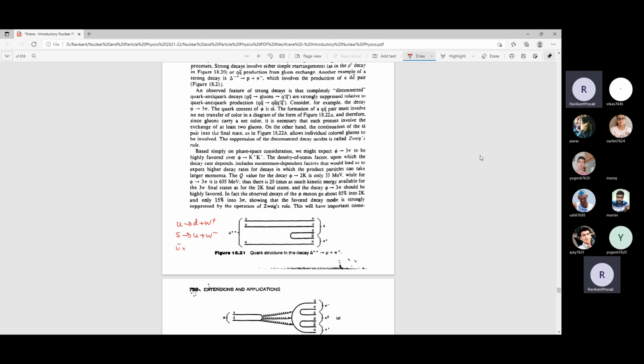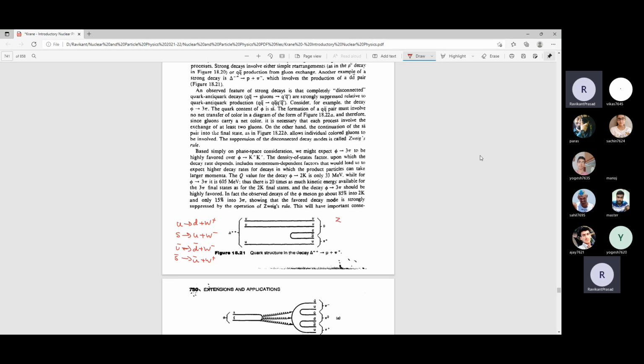U bar can become D bar. Again a flavor is changing. Both are antiquarks, but the flavor has changed. It can emit a W minus. Similarly, S bar can give rise to U bar, emitting a W plus. And these W plus and W minus are again going to decay.